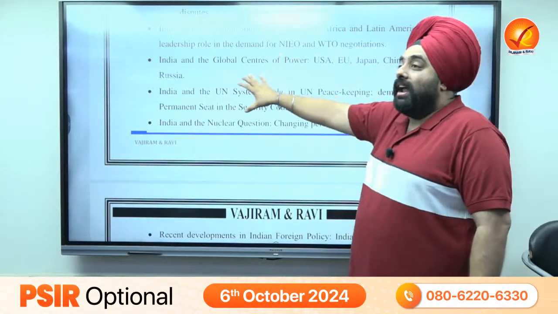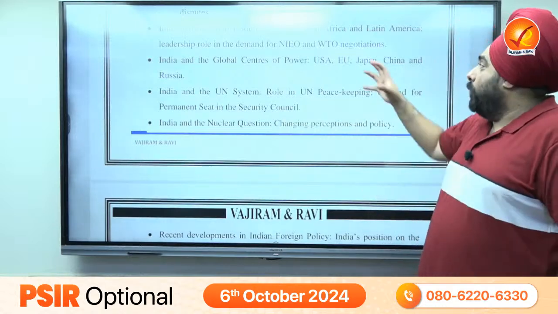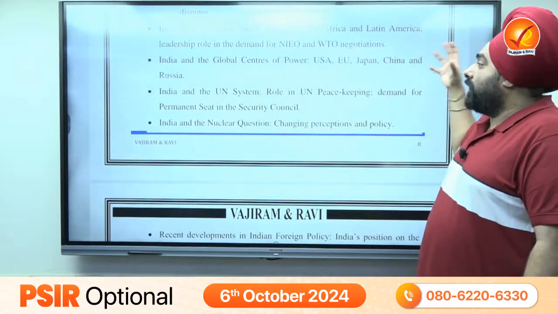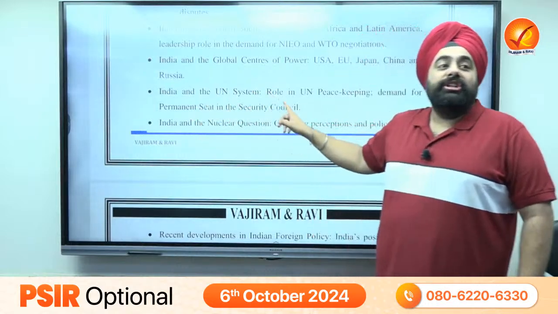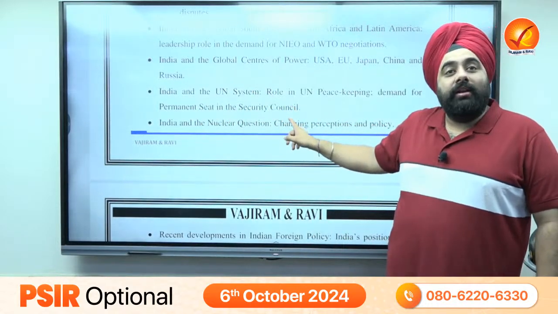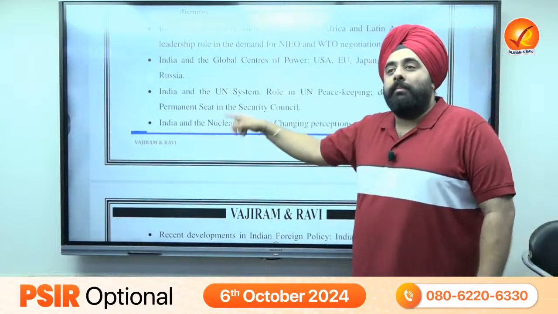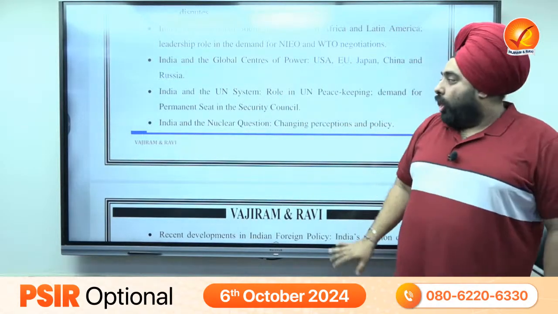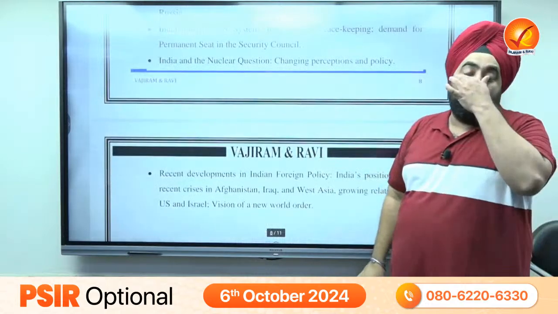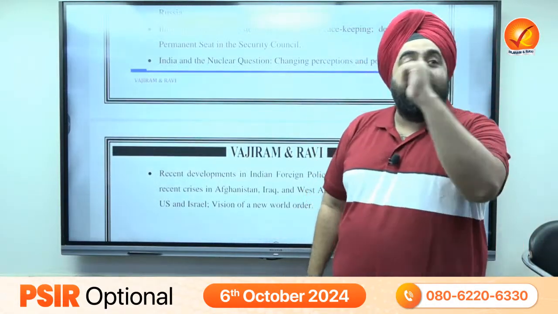And also India and the global centers of power. India's relationship with major powers of the world, US, Europe, Japan, China, Russia. And what has been India's contribution in the UN system, India's role in UN, India's role in UN peacekeeping operations, India's demand to become a permanent member of the UN Security Council. Also, India and the nuclear question. Why? India is a nuclear weapon state. India has acquired nuclear weapons.